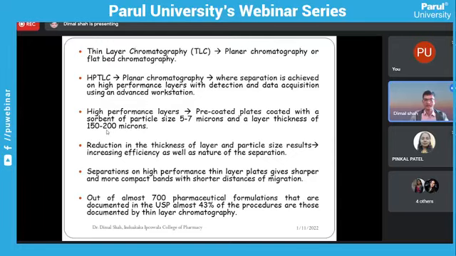We have ready-made plates, and that ready-made plate offers the advantage of reproducibility and reduced particle size. So due to that, more surface area will be available and better separation can be achieved. Separation on high performance thin layer plate gives sharper and more compact bands with shorter distance of migration. So that is another advantage that we can achieve. And due to these advantages, of more than 700 pharmaceutical formulations documented in USP, almost 43% of the procedures are documented by thin layer chromatography. So thin layer chromatography is gaining popularity. It is giving a competitive advantage over HPLC.